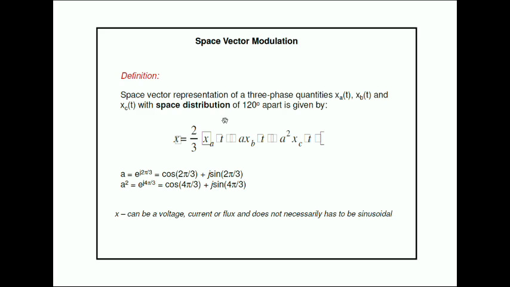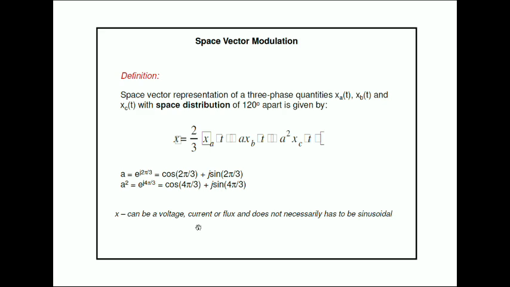So this a square represents a 120 degree phase shift. Here, 2 pi by 3 and 4 pi by 3 means it is phase displaced by 2 pi by 3, that is 120 degrees. You can write e power j 2 pi by 3 as cos 2 pi by 3 plus j sin 2 pi by 3. This is pure mathematics, and similarly e power j 4 pi by 3 is cos 4 pi by 3 plus j sin 4 pi by 3.